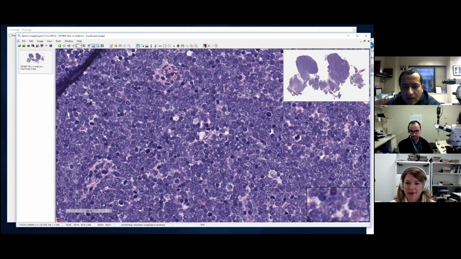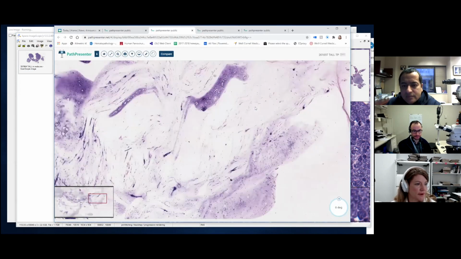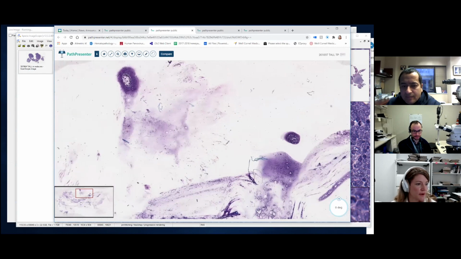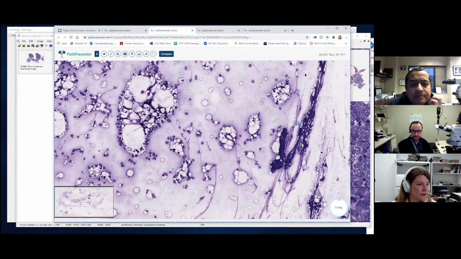That's why we like people to do, if they can, a touch preparation on one of these things. And this is something from the Path Presenter, which is actually a really nice way to show stuff as well. I don't know if we can see any of these cells.